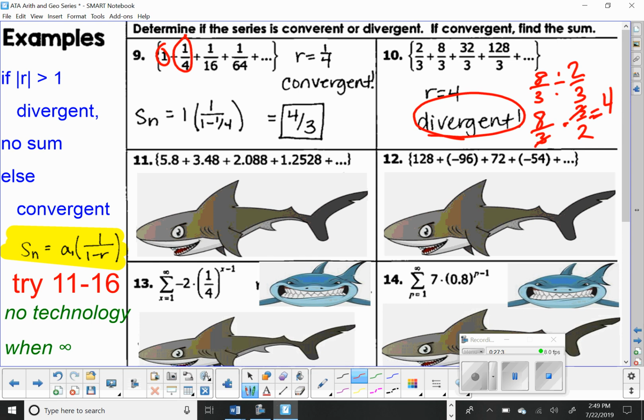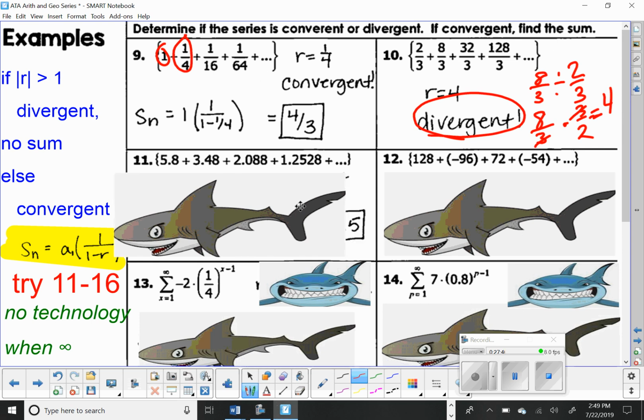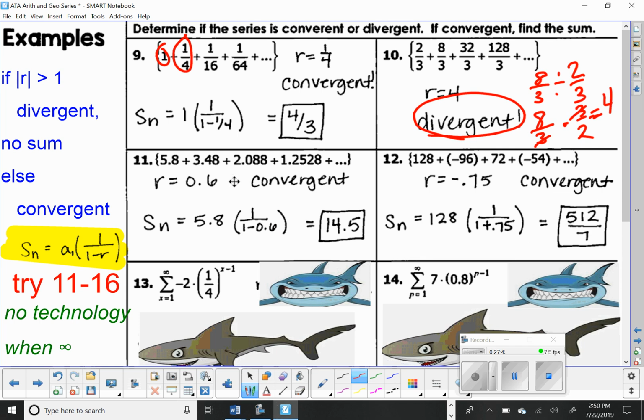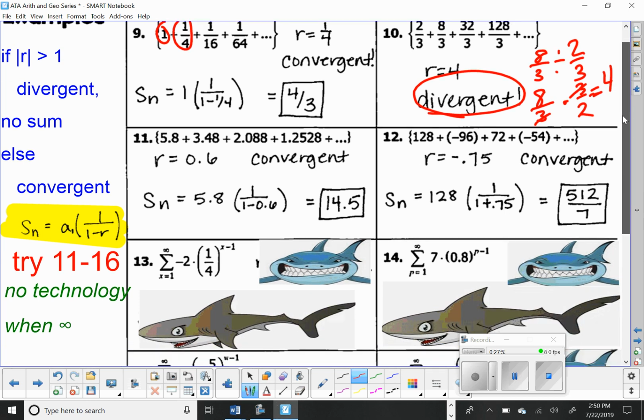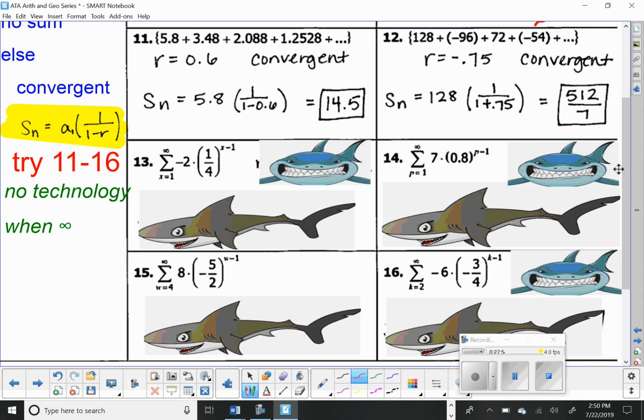All right, pause the video and try 11 and 12. Okay, you're back. And how did you do? Both 11 and 12 are convergent. One has a positive ratio, one has a negative ratio, but the absolute value of both is less than 1. Therefore, they converge and you can use the formula. Remember, the way you find r is you take the second term and divide it by the first term.